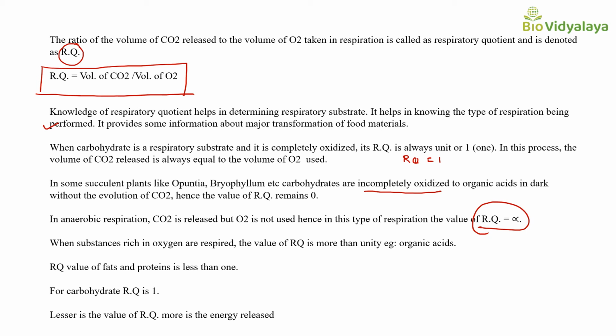For example, organic acid. When substances rich in oxygen like organic acid are respired, RQ will be more than 1. The RQ value of fat and proteins is less than 1. And for carbohydrate, it is 1 if it is completely oxidized. And the lesser the RQ value, the more energy is released.